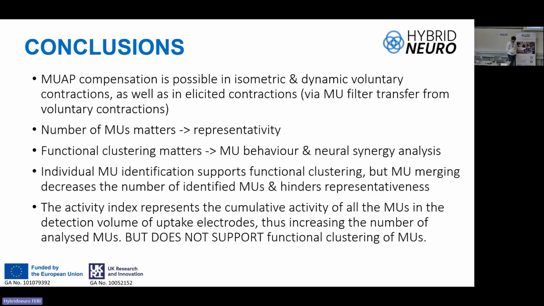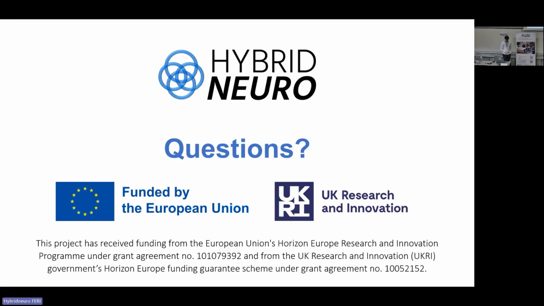For conclusion, the most important point here is that the number of motor units matters a lot. Functional clustering matters. We have to be careful when using the activity index, because it represents the cumulative activity, and it does not support the functional clustering. And this is, I think, everything from my side.